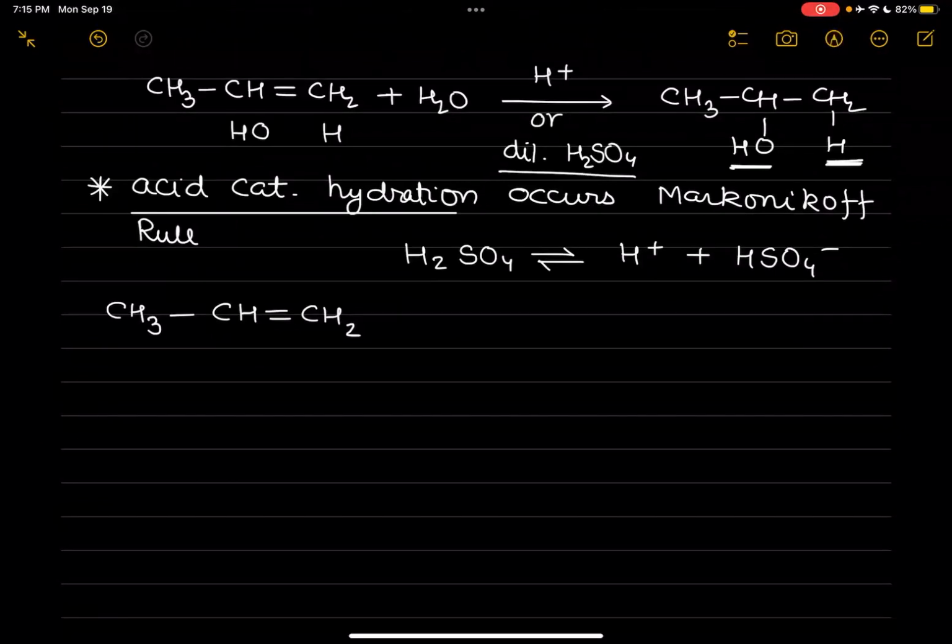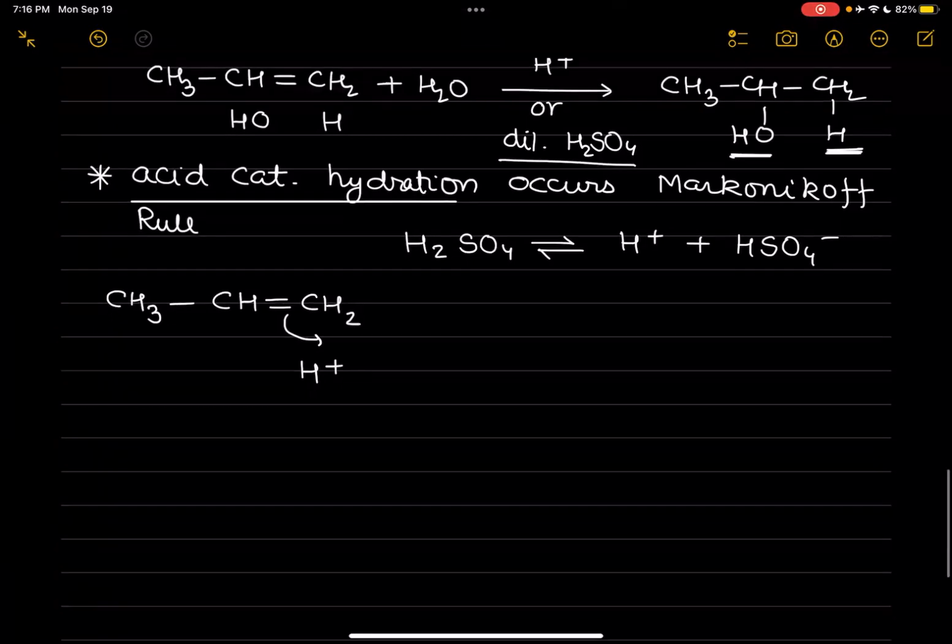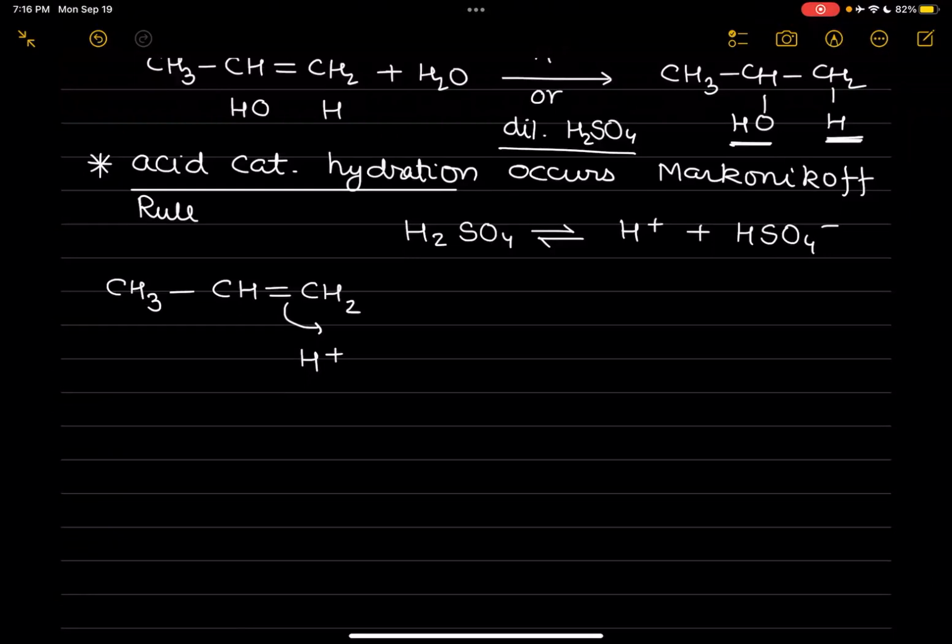And H plus will get attached to the alkene. Why H plus? Because H plus is an electrophile, it needs electrons. And where can it get electrons more easily? It's from the double bond, because the double bond has two bonds, so it has more electron density, and H plus goes towards the double bond between carbon and carbon. From there it gets the electron, it attaches itself to the carbon atom bearing more number of hydrogen.